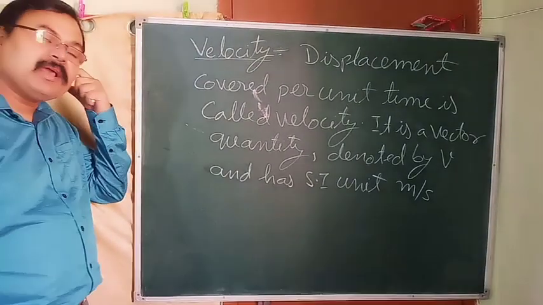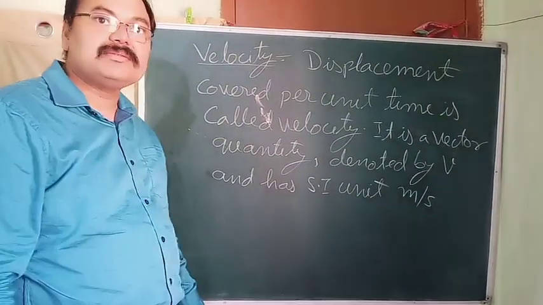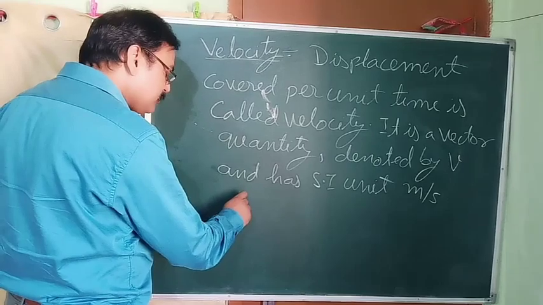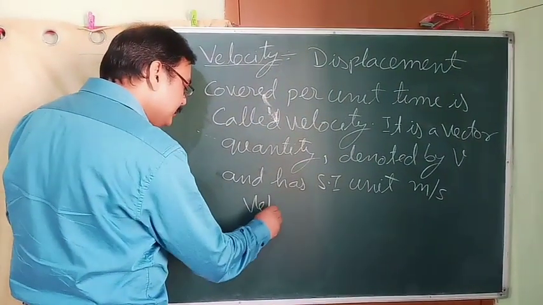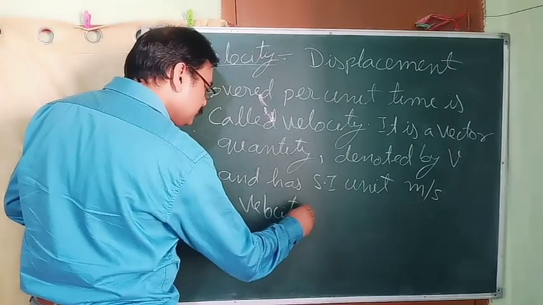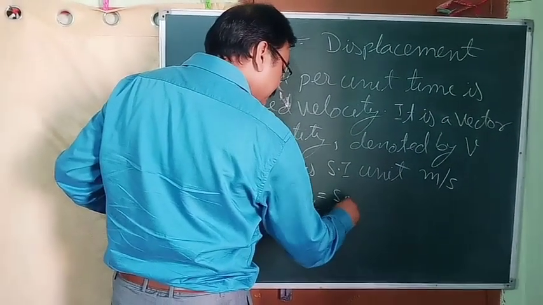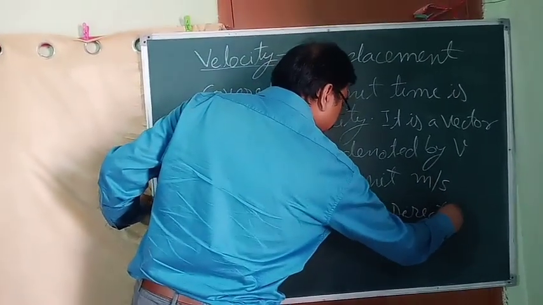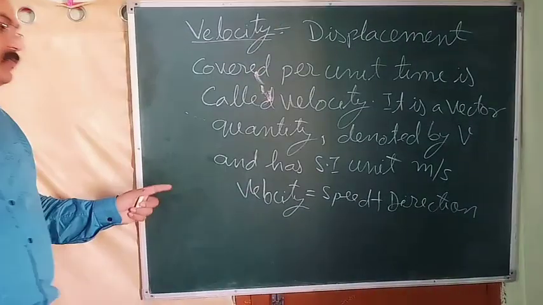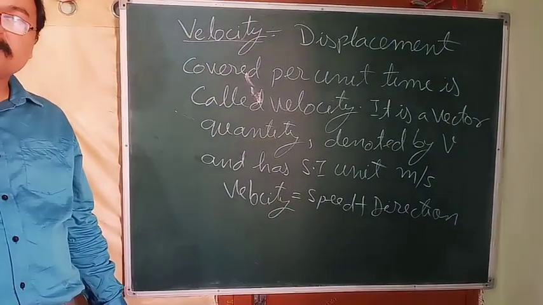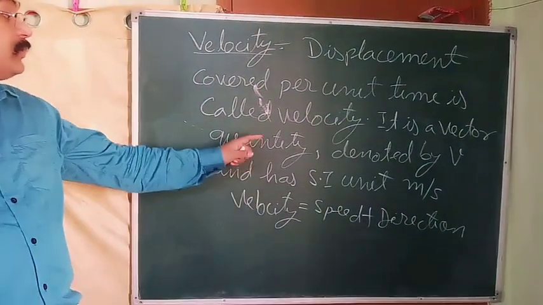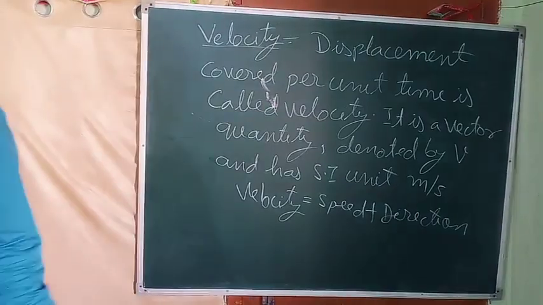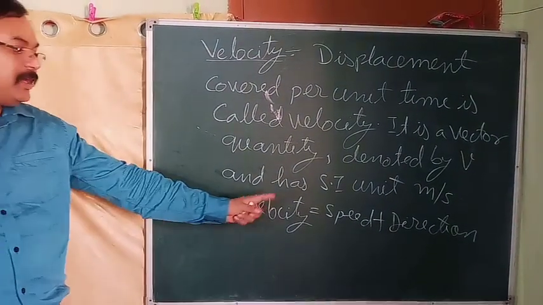Now see, in simple language, what you can say, velocity is nothing but speed plus direction. Simply, just for understanding, we can say that velocity is speed plus direction. So what is velocity? Velocity is speed plus direction, for understanding. We have written it is denoted by V and has SI unit, meter per second. Okay, now this was for understanding, that is speed plus direction.